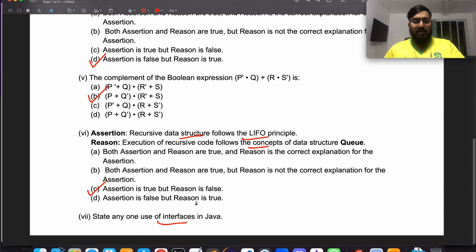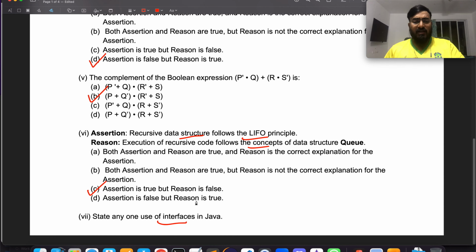Moving on, cardinal form of max term. So this is going to be uppercase M. Cardinal form is going to be: this is 0, this is 1, this is 0. So this is 2, so this is going to be M2. Okay, this is done.